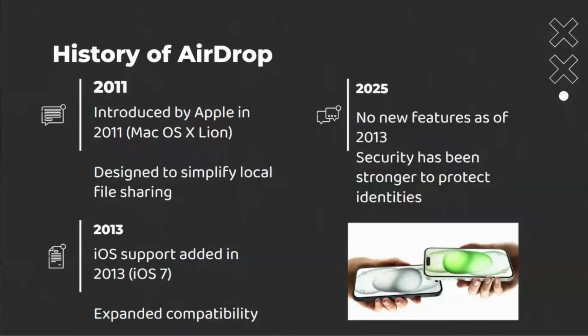History of AirDrop. Introduced by Apple in 2011 on macOS Lion, designed to simplify local file sharing. In 2013, iOS support was added with iOS 7, expanding compatibility. Since then, there have been no major new features, but security has been strengthened to protect identities.